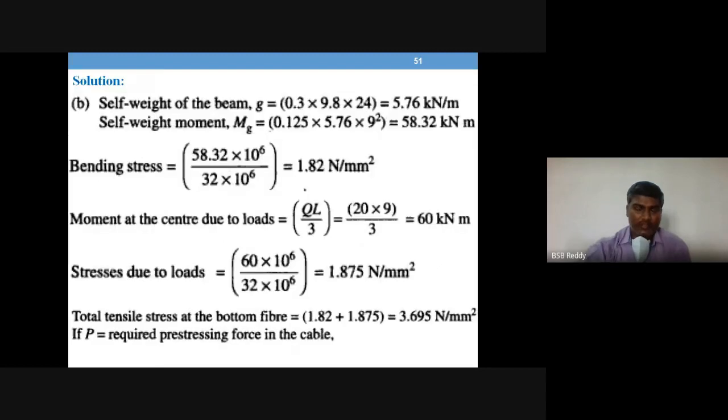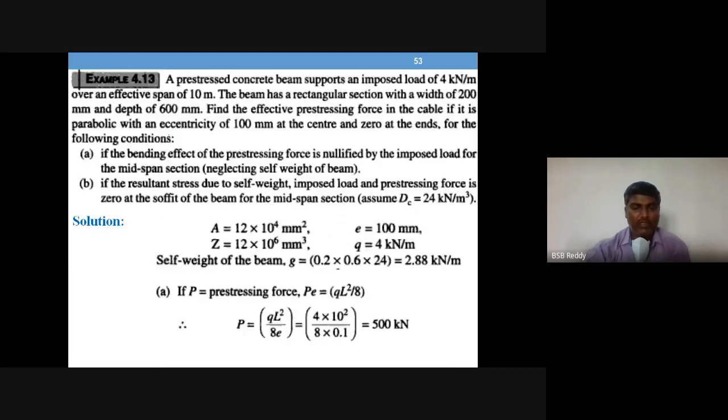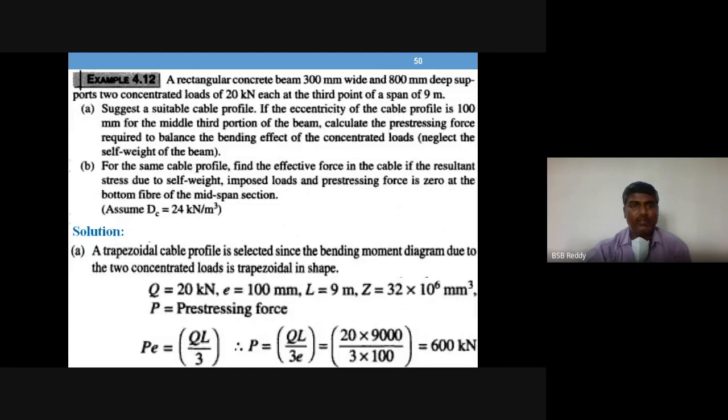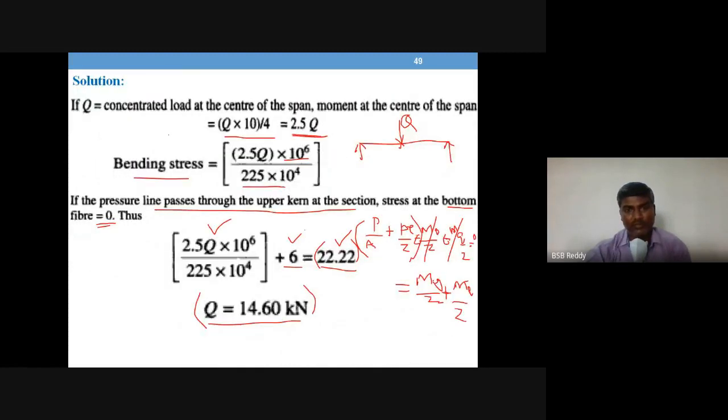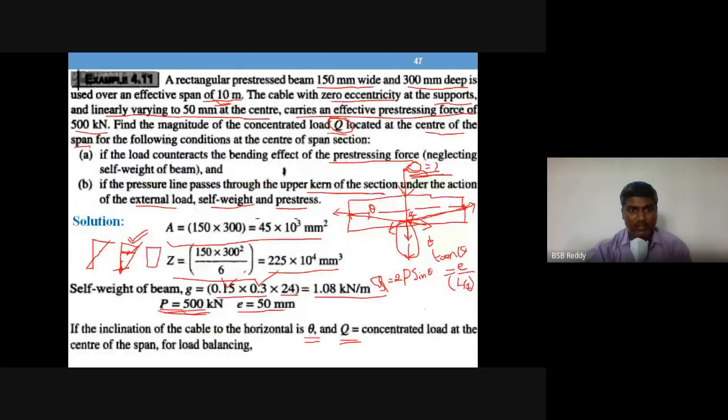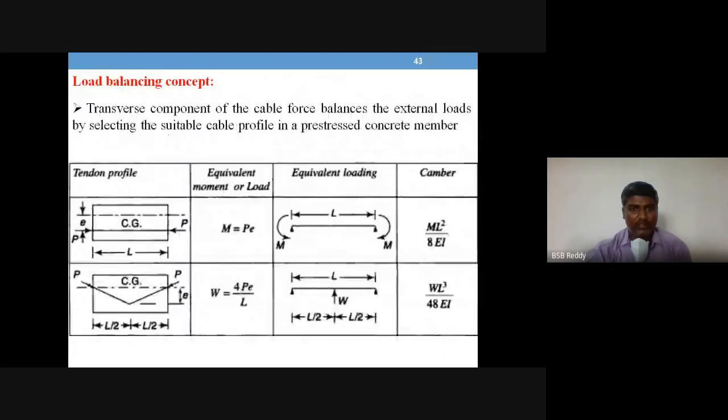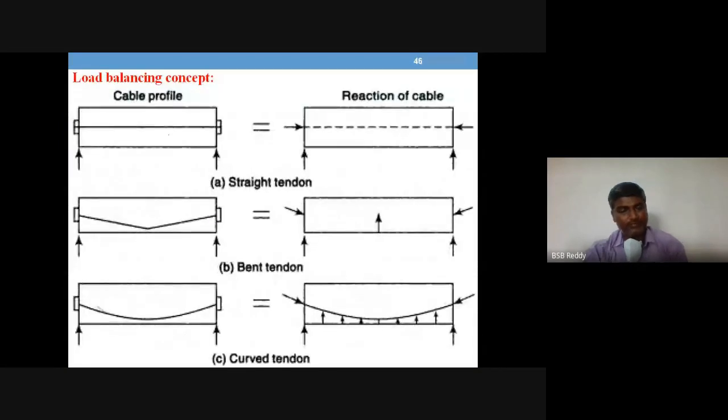Maybe next session we will discuss some other example problems, to practice this along with the concept that we have discussed earlier, right?